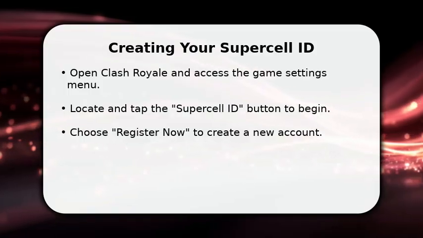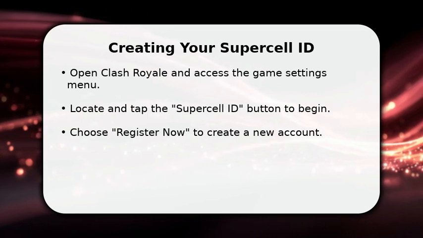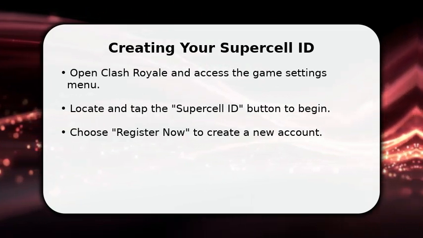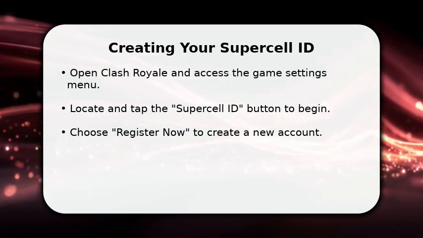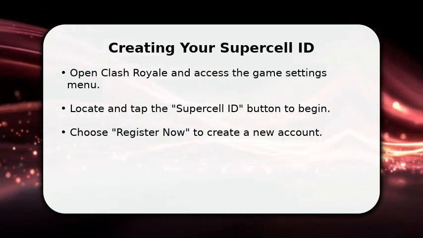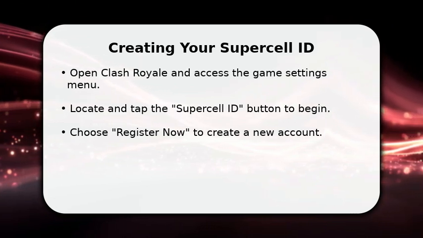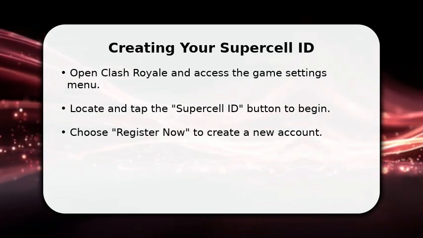In this video, I will show you how to make a Supercell ID in Clash Royale. First, launch the Clash Royale app on your device. Once the game loads, tap the three lines in the top right corner to open the menu, then select Settings. Look for the Supercell ID button and tap it.